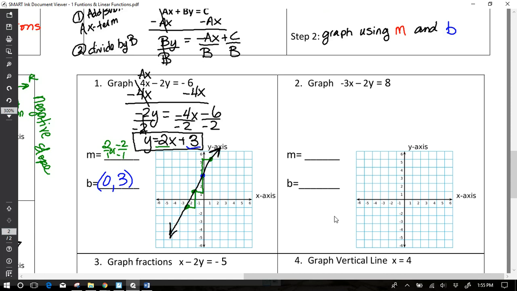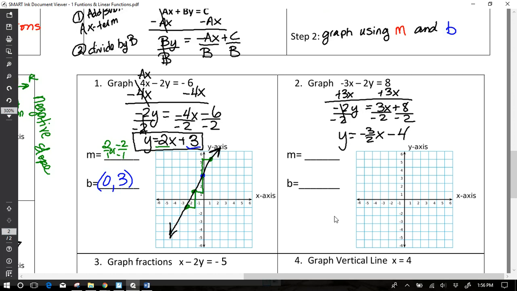All right, I would like for you to practice with example number 2 on your own. So pause the video and try to put this into slope-intercept form on your own. Hopefully you were able to solve this. This is review from last semester. Some of us might need some more practice remembering than others, and that's okay.